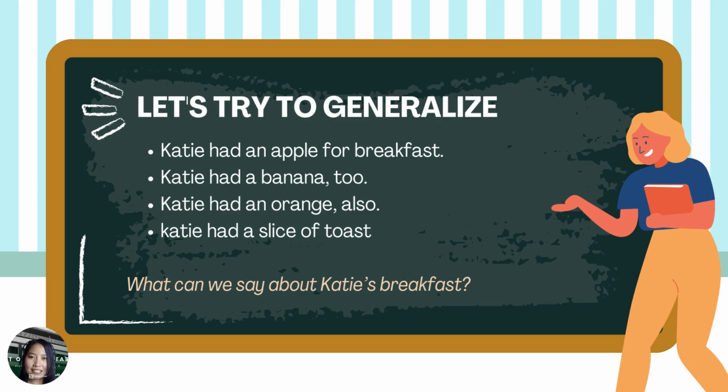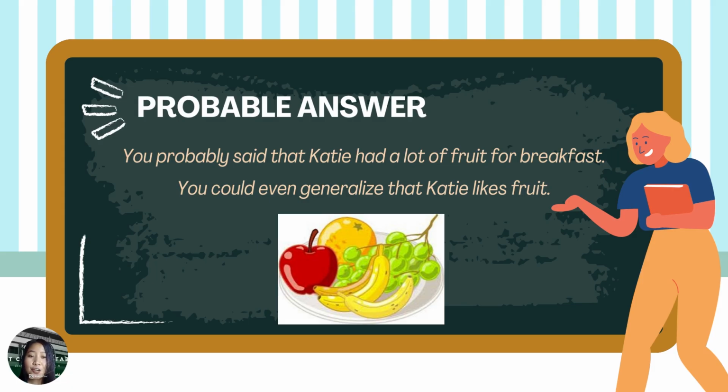So let's try to generalize this idea. Katie had an apple for breakfast. She also had a banana. Katie had an orange as well. Katie had a slice of toast. Based on the set of ideas presented, what can we say about Katie's breakfast? You probably said that Katie had a lot of fruit for breakfast, or perhaps you would generalize that Katie likes fruit. And that is correct because, again, your generalization is based on the facts presented.